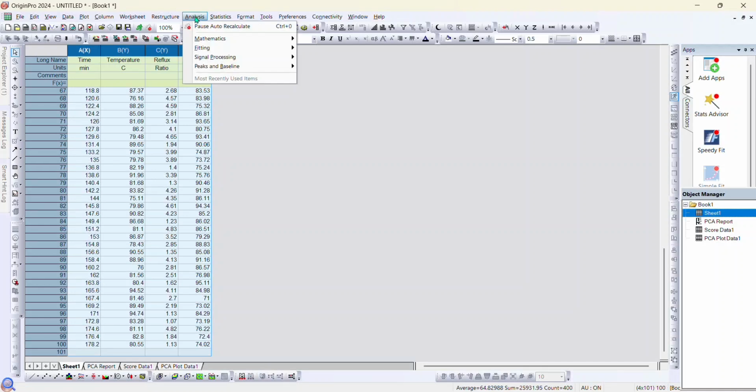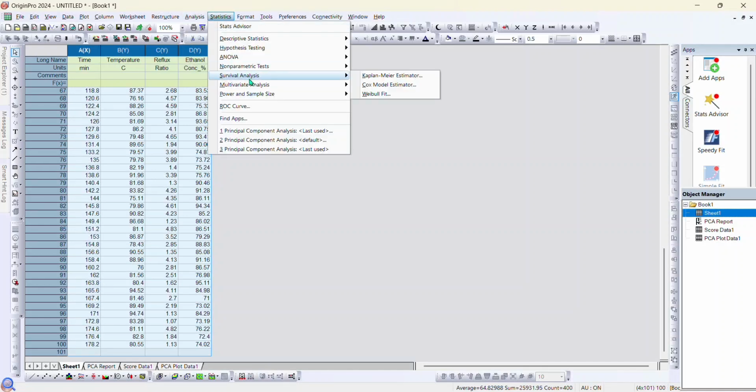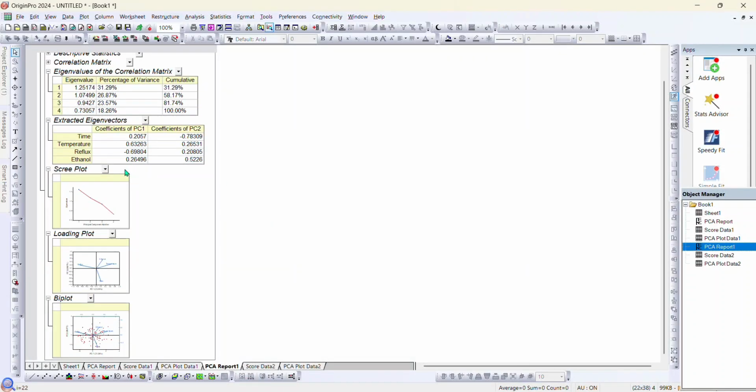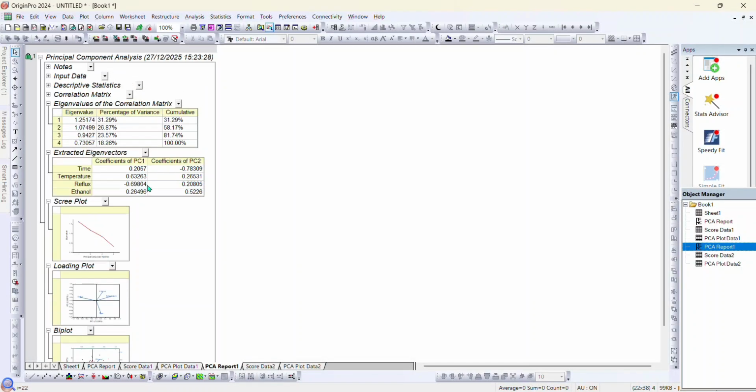First, I take all the data from the instrument and put it into OriginPro to do the principal component analysis, to get the graphs, which are a scree plot, loading plot, and biplot. First, the scree plot graph.